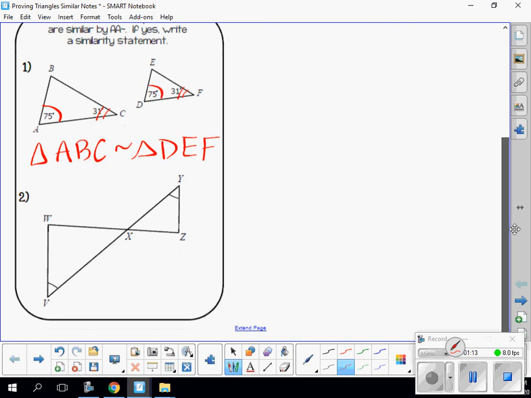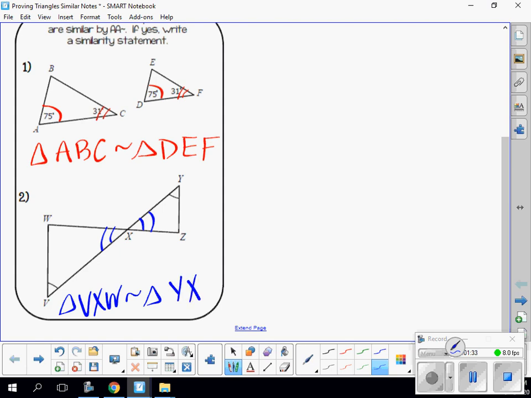Number 2, if I look at it, I just have one set of angles marked congruent, V and Y, but if I'm looking at my picture, you guys should be noticing we have vertical angles, which are always congruent, so I can mark those. Therefore, my triangles have to be similar. So I could say triangle VXW, similar to, since I did V, I have to do Y. Since I did X, I have to do X. And then I have Z.